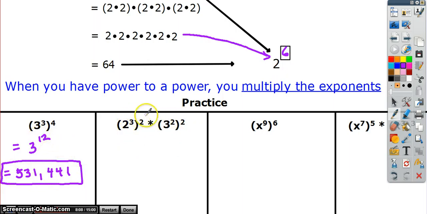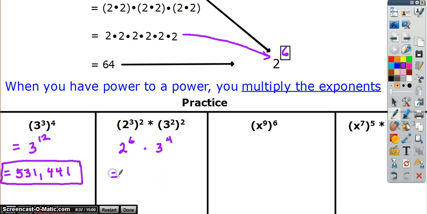All right, so this one, we've got 2 cubed squared. So that's going to be 2 to the 6th. Then we're going to multiply that by 3 squared squared. So that's 3 to the 4th. Evaluate each one of these separately. We're not allowed to multiply these together because they don't have the same base, so we can't use that multiplying like bases rule. But we can just make them regular whole numbers and then multiply them together just like we normally would.